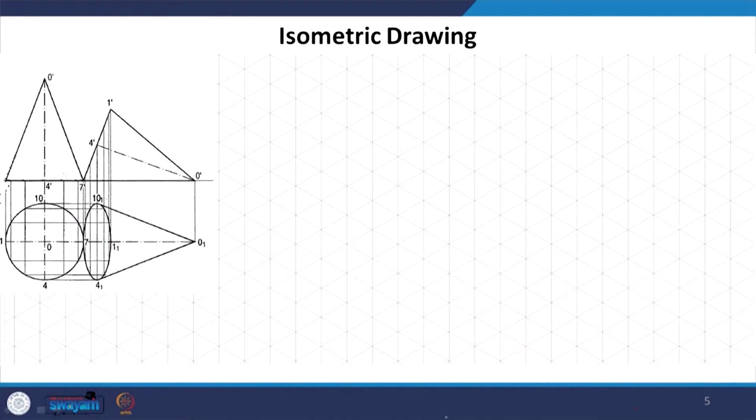Now, here we have done this through orthographic projections, where the cone is lying on one of its generators in HP. Now, here it is a simple condition. This is not a doubly inclined cone, it is a singly inclined cone. So, what we see here is that this axis is actually parallel to VP, but it is making a certain angle with the HP. So, what we are going to do is, okay, I will mark the xy axis here.